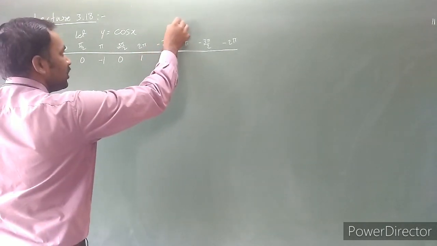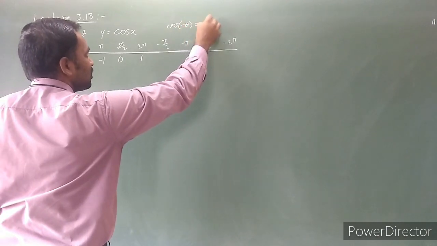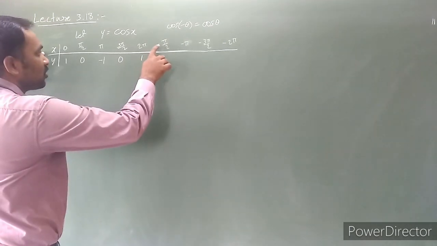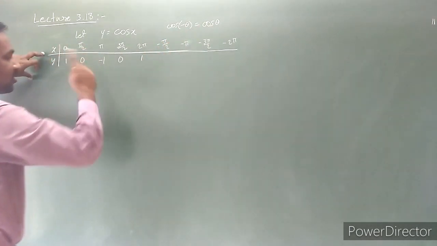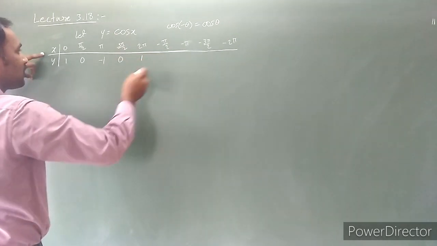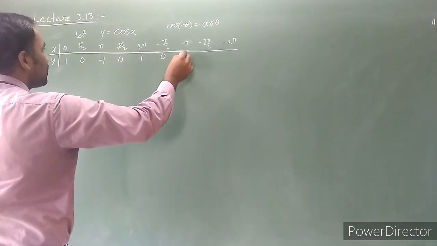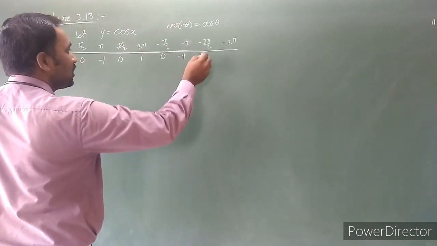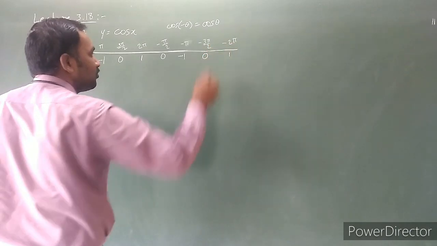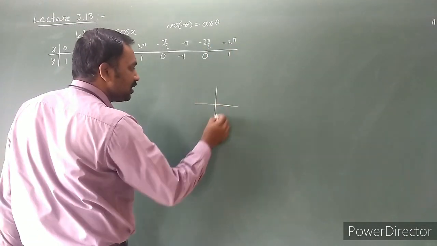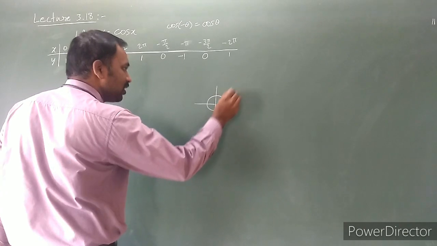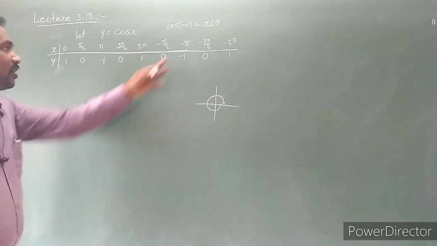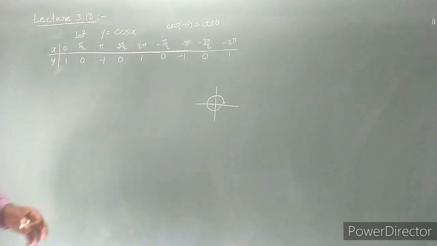We also know that cos of minus theta is cos theta. So for the negative angles, the values are the same. Cos of minus pi by 2 is 0. Cos of minus 180 is minus 1. Cos of minus 3 pi by 2 is 0. Cos of minus 2 pi: minus 2 pi is one rotation in the clockwise direction. So cos of minus 2 pi is plus 1.